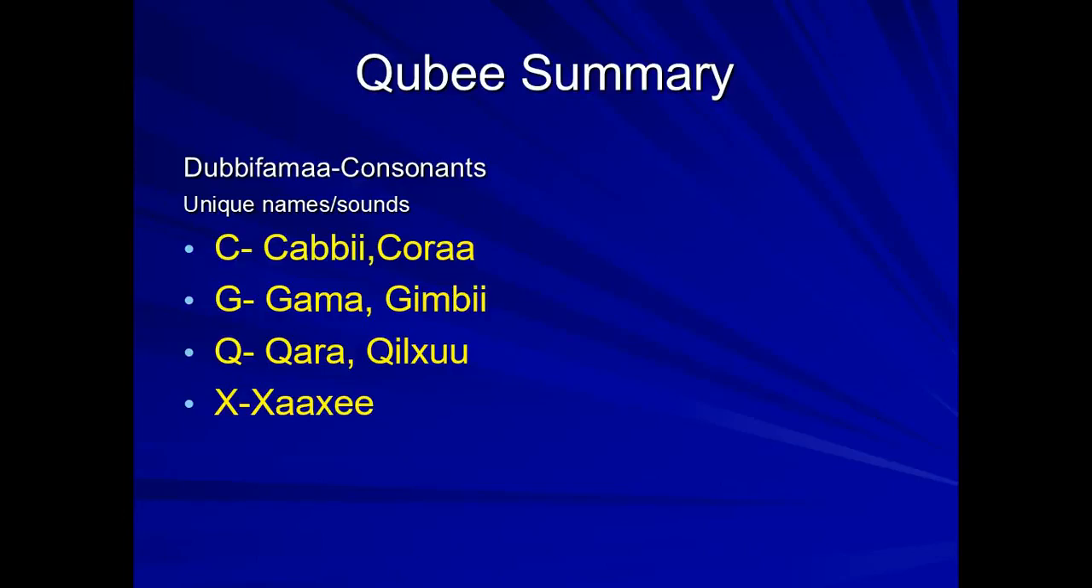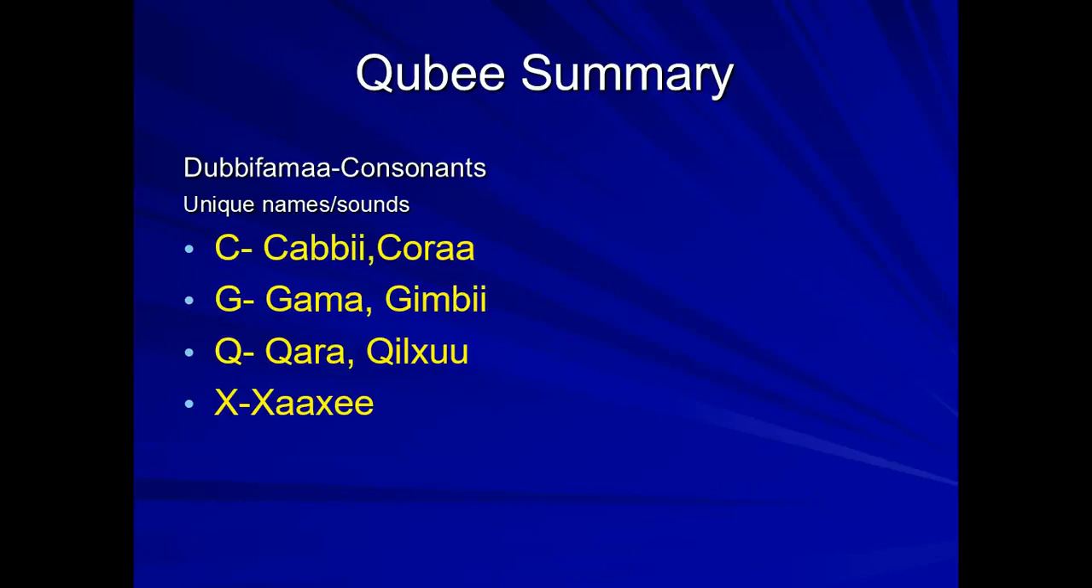C is not C anymore, as we have seen. C is the cha or ch sound. Cha, chabi, chora, like that. G is not G. It represents the ga sound. This is specifically similar to some of the words in English we use for ga, but also sometimes for the sound G.